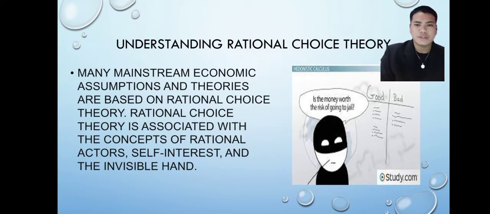Understanding rational choice theory. Many mainstream economic assumptions and theories are based on rational choice theory. Rational choice theory is associated with the concepts of rational actors, self-interest, and the invisible hand. The key elements of a rational choice explanation are individual preferences, beliefs, and constraints. Preferences denote the positive or negative evaluation individuals attach to possible outcomes of their actions.